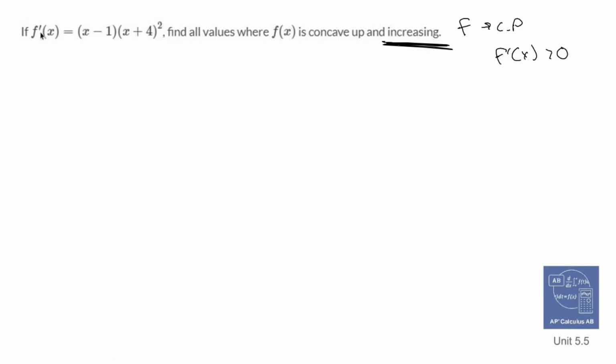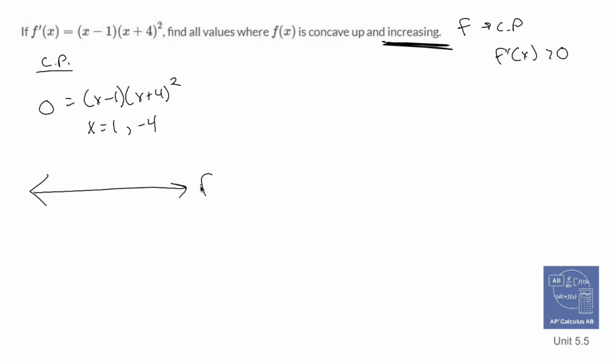Okay, so I already have the derivative, so I can find the critical points. The critical points are going to be found by setting this equal to 0, x minus 1 times x plus 4 squared, and finding out what my critical points are by doing the zero product property. So x equals 1 will do it, and negative 4 will do it. So let's make a sign graph for f prime of x, and this will help me find out where this guy is increasing. So my magic numbers were negative 4 and 1.